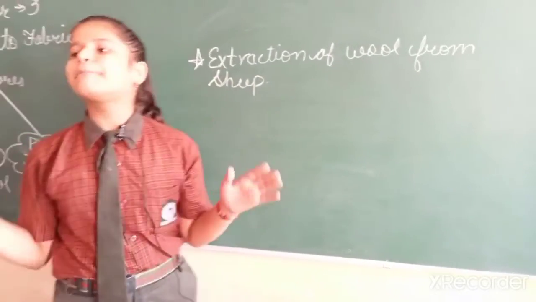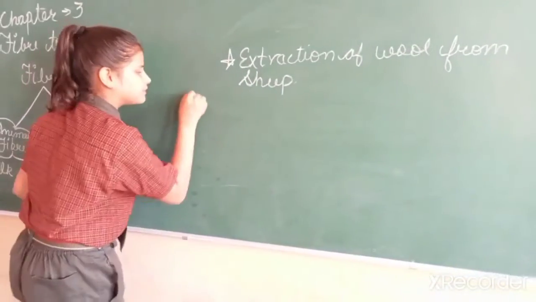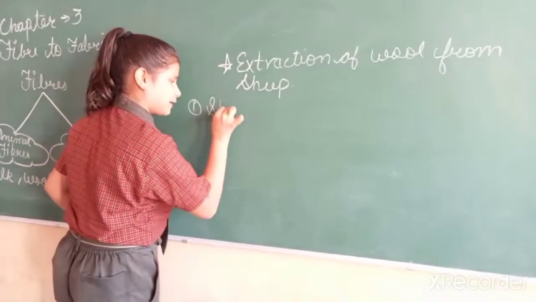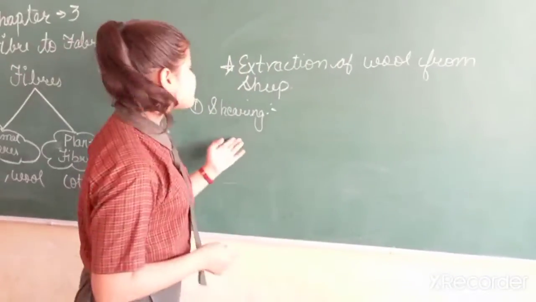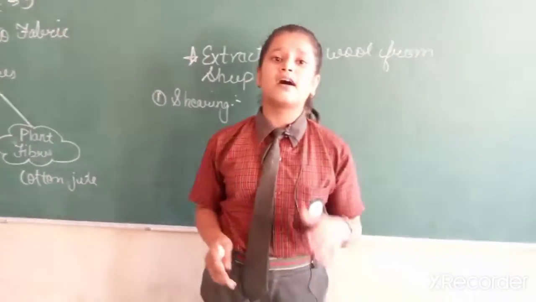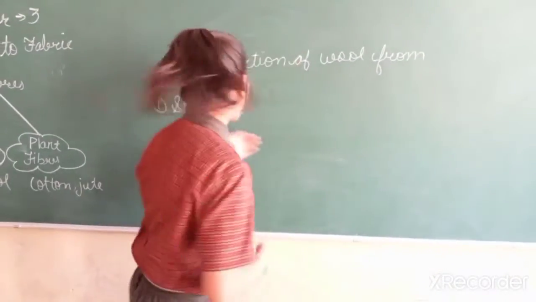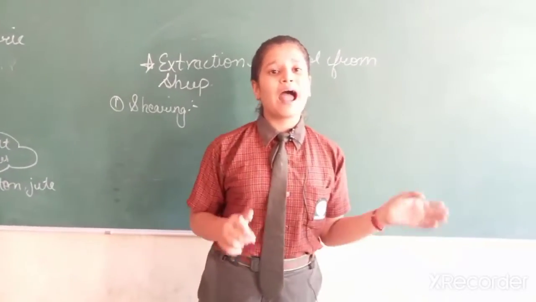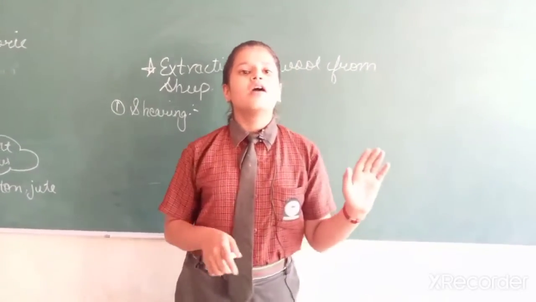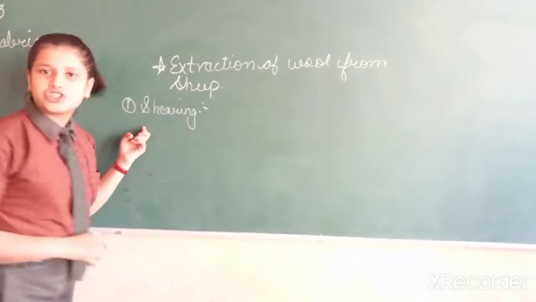In this, the first step is shearing. What is shearing process? In this process, the fleece from the sheep body is removed, and this process is shearing. See, like this is a sheep, and we remove the fleece from the sheep body.